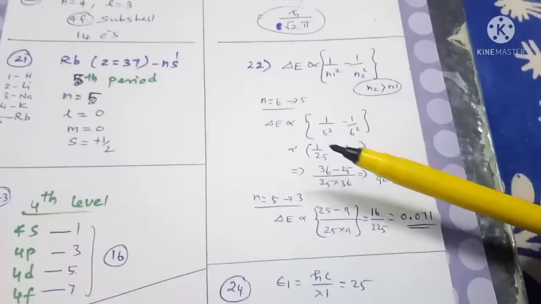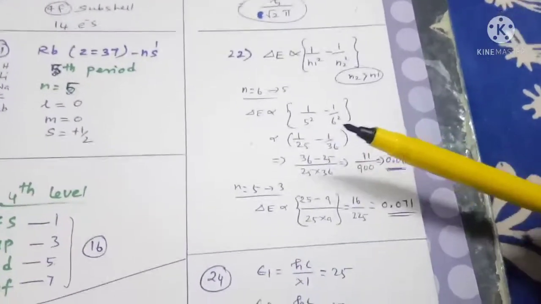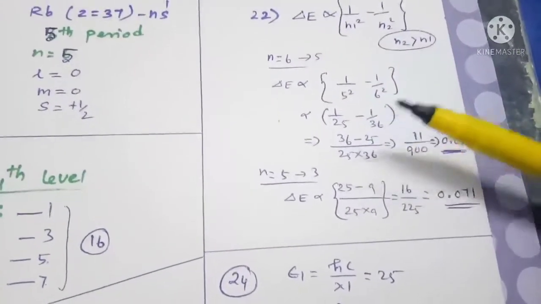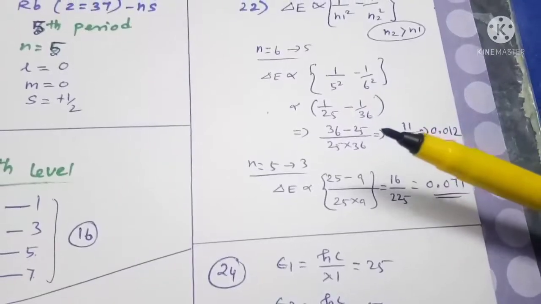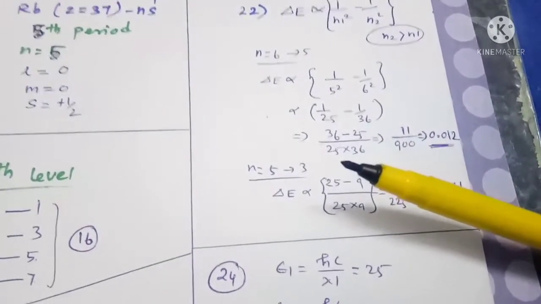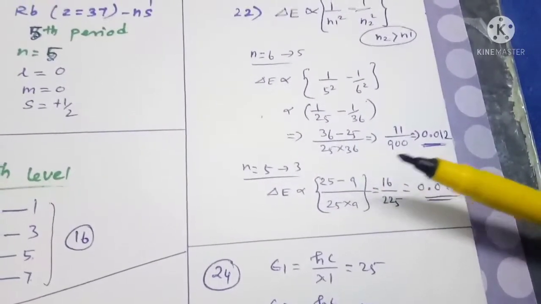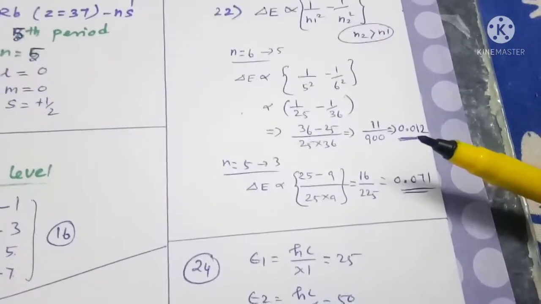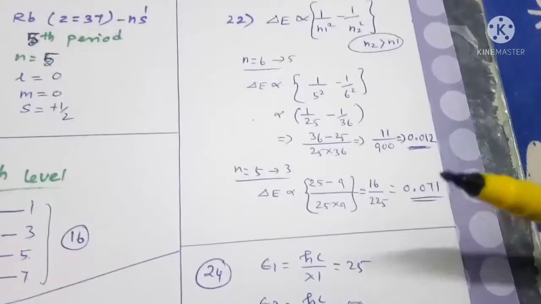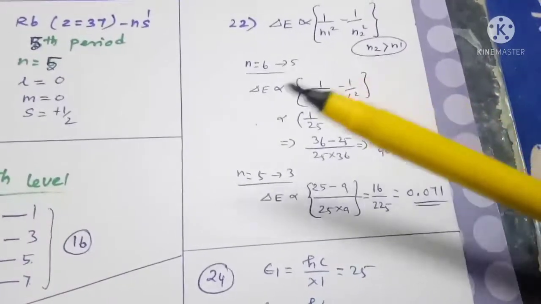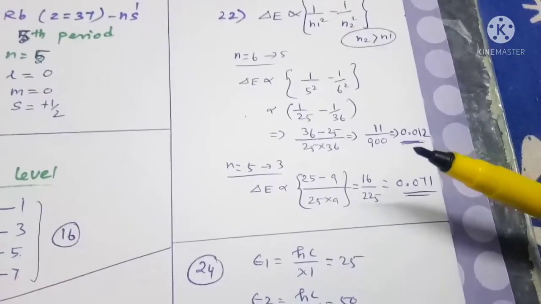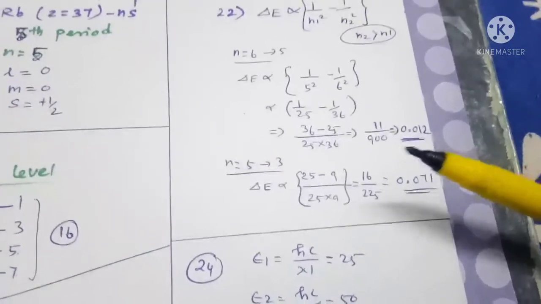Delta E is directly proportional to 1 by 5 squared minus 1 by 6 squared. So I am getting 1 by 25 minus 1 by 36, which is 36 minus 25 divided by the product of 25 and 36, about 900. Numerator 11, so 11 by 900, which is 0.012. So for the transition of an electron from the 6th shell to the 5th shell, the change in energy will be proportional to 0.012.